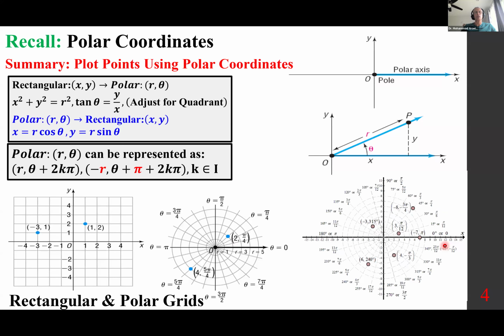Again, with the case of polar, first start with theta. Finally, the pole has coordinates 0, theta, with theta being any angle will work.